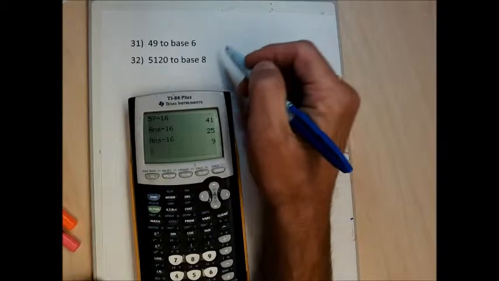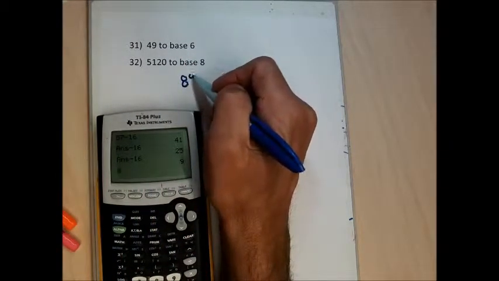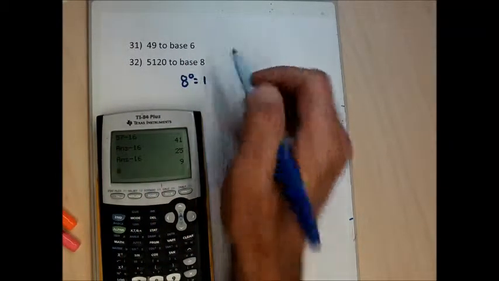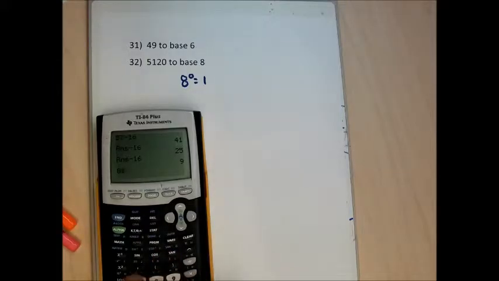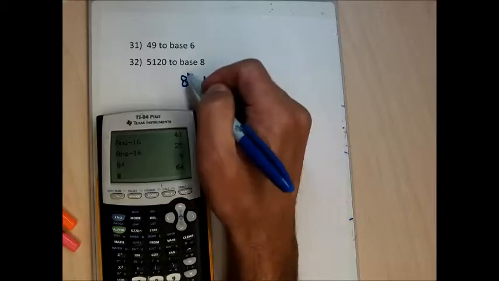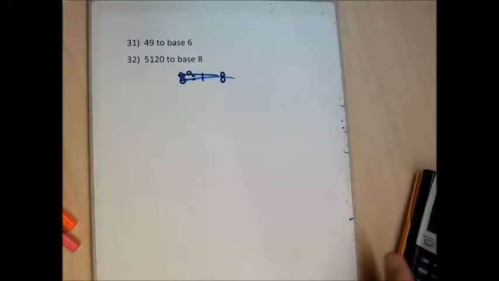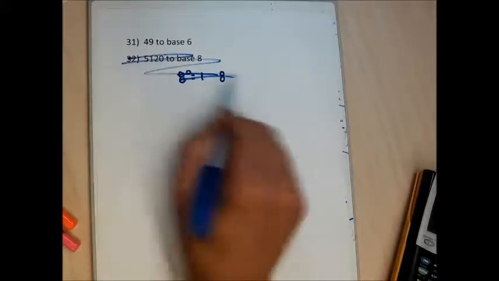For my problem, unfortunately, this base 8 is horrible. 8 to the 0 is 1. I really don't feel like doing this. 8 squared is 64. In fact, I'm not going to do it. I don't feel like work. Base 8, you could have to subtract 7 times. I just don't feel like doing it. Let me do 31 because it's so much nicer.